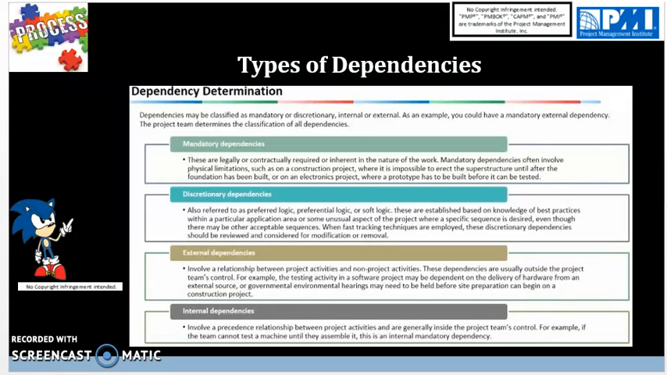Discretionary dependency, same thing. We're going to have internal and external discretionary dependencies. Most of this is going to be internally driven. A discretionary dependency is also known as preferred logic or soft logic. These are established based on knowledge of best practices within a particular application area, or some unusual aspect of the project where a specific sequence is desired, even though there may be other acceptable sequences. When fast-tracking techniques are employed, these discretionary dependencies should be reviewed and considered for modification or removal.